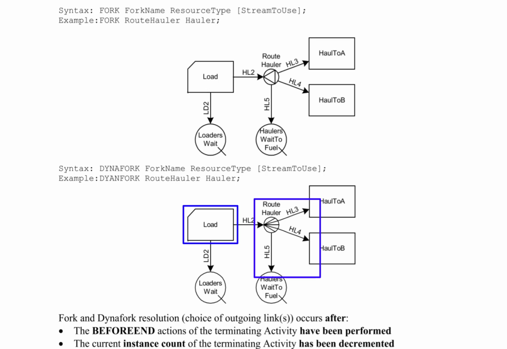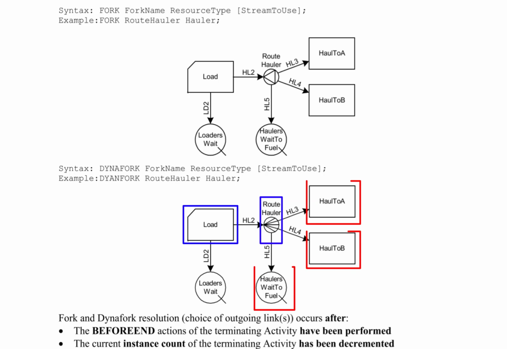As a result, a DYNAFORK does not know ahead of time the destination node to be chosen by each resource released. Because of this, a DYNAFORK activates all its successor nodes before any resources are released through the DYNAFORK. For example, before load releases any haulers, route hauler will activate and create new instances of both normal activities, hold to A and hold to B. These instances are now ready to receive the haulers routed by the DYNAFORK route hauler.